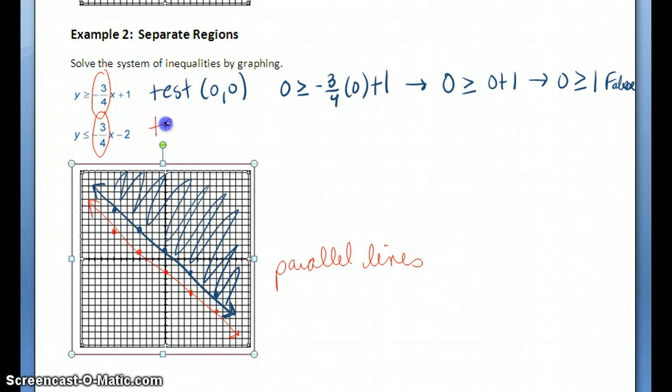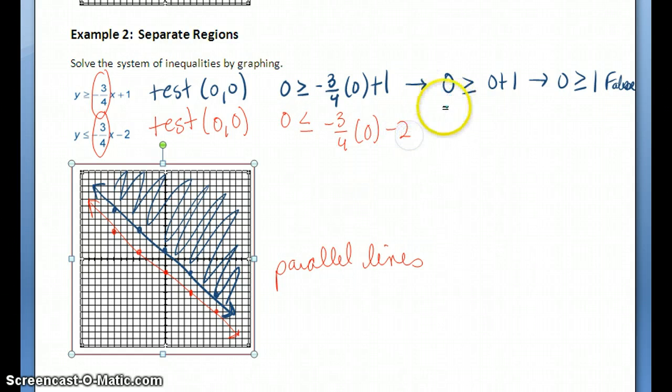So I'm going to test, because I need to know where to shade this one. And I'm going to test 0, 0. So I get 0 is less than or equal to negative 3/4 times 0 minus 2. And what I get is 0 is less than or equal to negative 2. Well, that's false again. So I'm going to shade this one and not include 0, 0, which means I'm shading all down here.